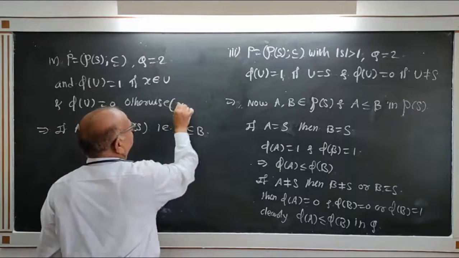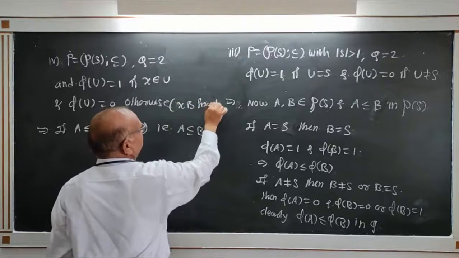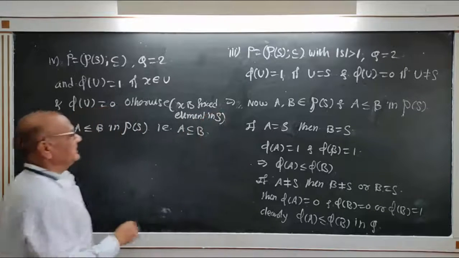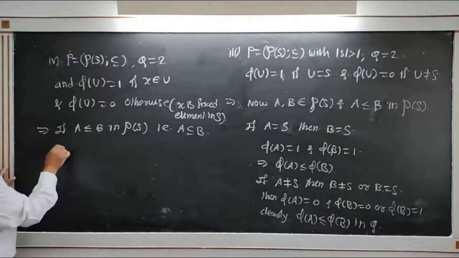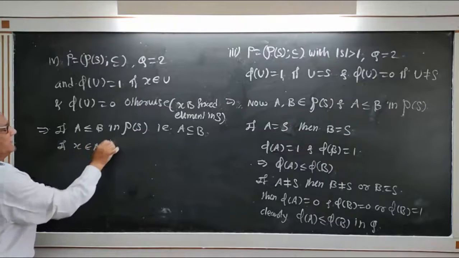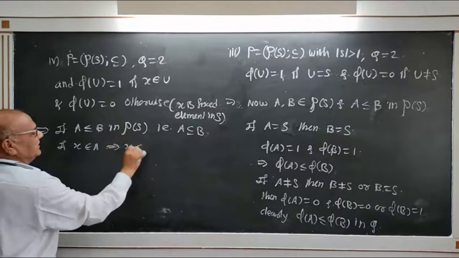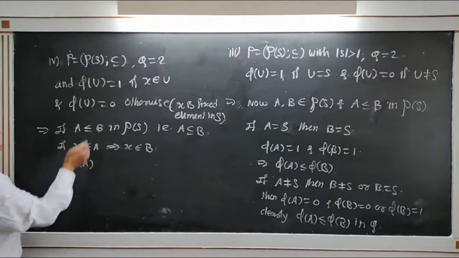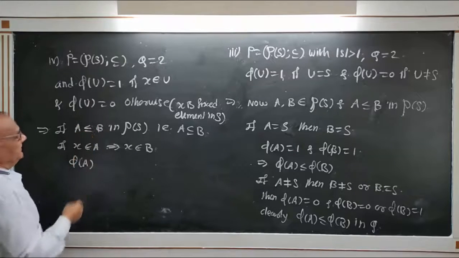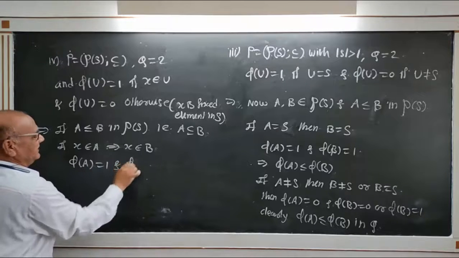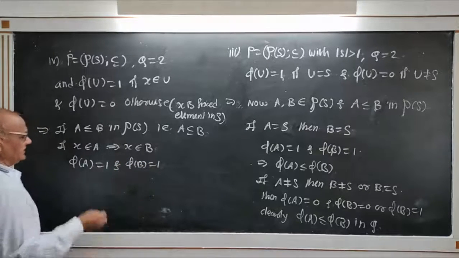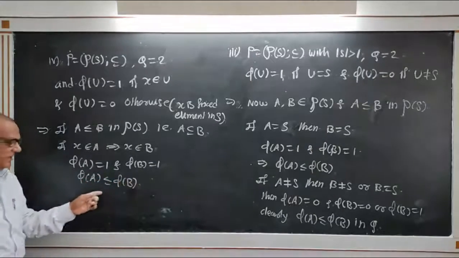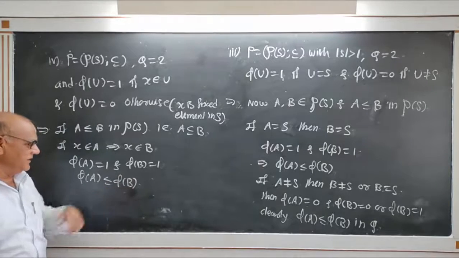Here X is a fixed element. If X belongs to A, it implies X belongs to B. Therefore, if X belongs to A, then phi of A is equal to 1 and phi of B is also equal to 1. And this gives phi of A related to phi of B.